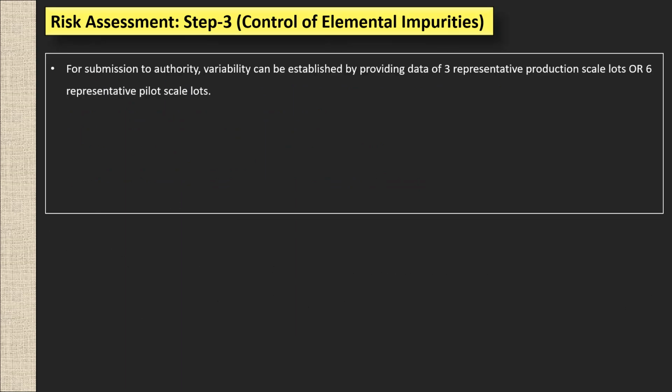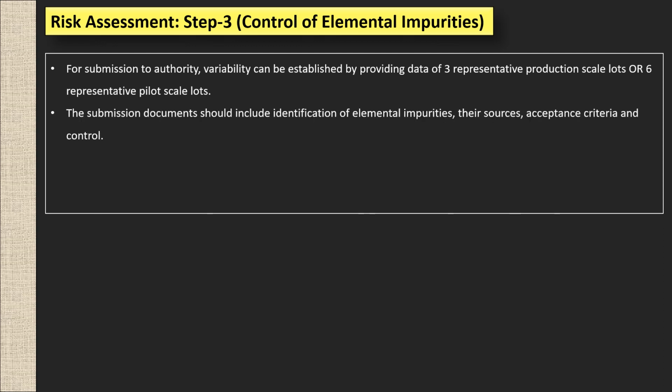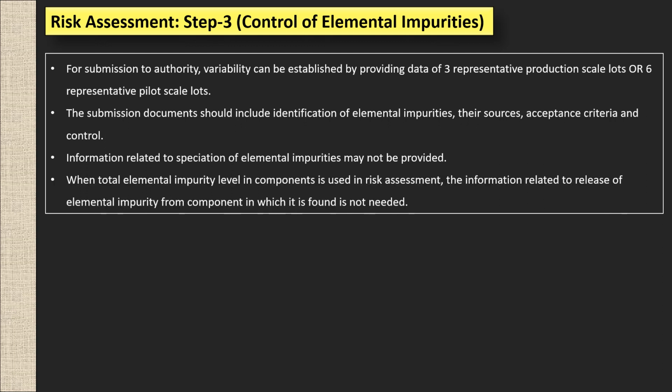And continuing with the step 3, for submission to the regulatory authority, variability for the elemental impurity data can be established by providing data of 3 representative production scale lots or 6 representative pilot scale lots. The submission document should include identification of the elemental impurities, their sources, their acceptance criteria, and their control methodology. The information related to speciation of elemental impurities, that is their oxidation state, is not always needed and not to be provided to the regulatory authority. When total elemental impurity level in component is used in risk assessment, the information related to release of elemental impurity from the component in which it is found is not needed.